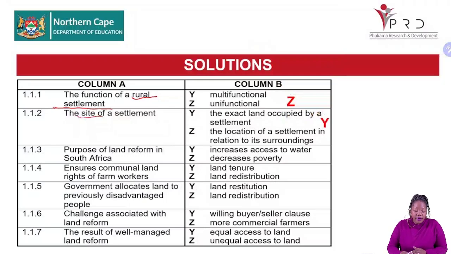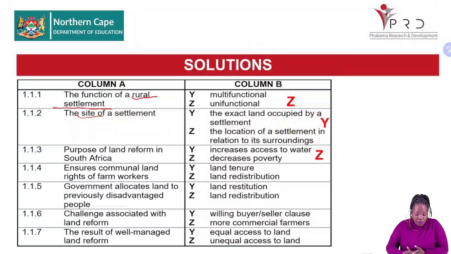Then number 3, the purpose of land reform in South Africa: to increase access to water or to decrease poverty. So remember, one of the main purposes, or one of the aims, of land reform was to decrease poverty. When people have land, they will be able to use that land to their advantage.